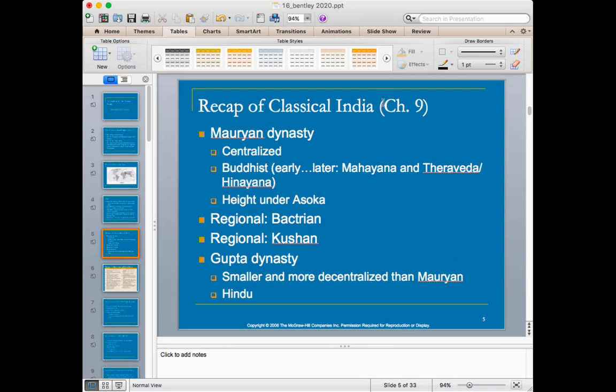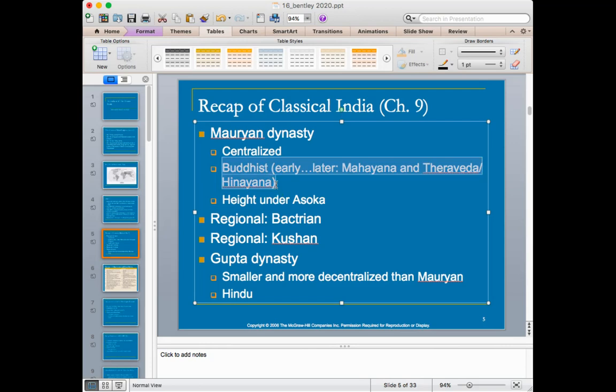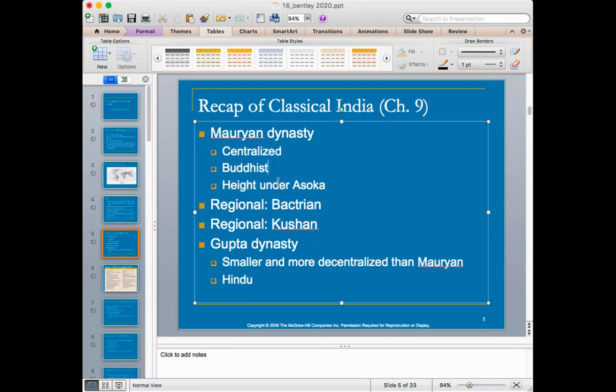So you guys should know about chapter 9. Now, if you didn't take ancient world history, you wouldn't know this. Here's just a quick recap. In the classical period, 600 BCE to 600 CE, we saw two major dynasties, the Mauryan and the Gupta dynasty. The Mauryan dynasty was centralized and it was Buddhist. If you don't know what that is, pay attention to the next slide. So it was Buddhist, and later on we're going to see changes to Buddhism. I'm actually going to take that part out right now because I just want you to know that it's Buddhist for now. And you can always go back and read chapter 9 and get extra information.